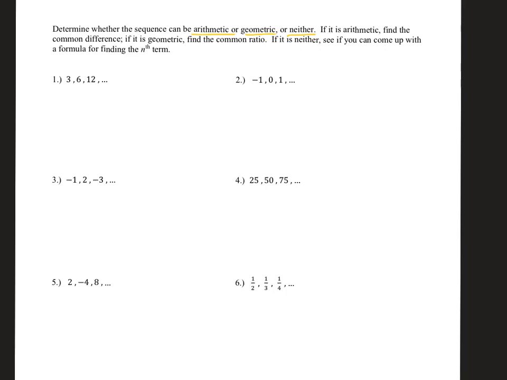So let's just jump around. Let's pick a few that are pretty good. Let's do number 4. Number 4 kind of jumps out at me. You got 25 to 50, 50 to 75. Well, I think that's pretty clear that you are adding 25 each time, and so that would be arithmetic, and your common difference would be 25.